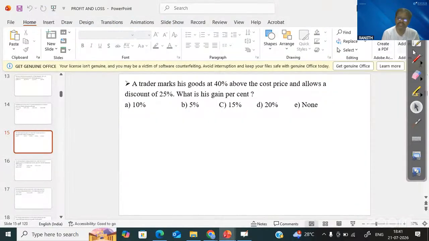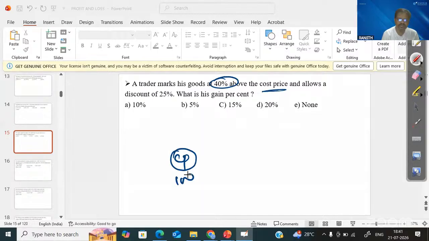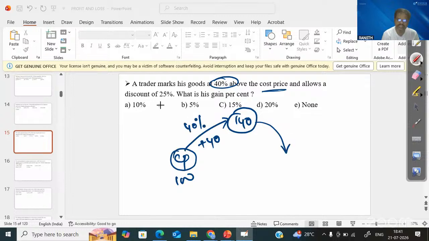A trader marks his goods 40% above the cost price. We don't know the cost price. Cost price will be equal to 100. So more than 40%. 40% of 100 will be equal to 40, where MRP equal to 140, and that MRP is giving 25% discount. In the sense we are paying 75%.